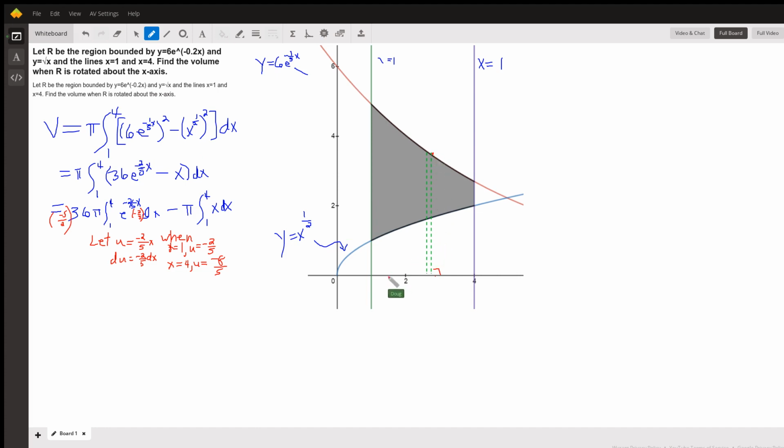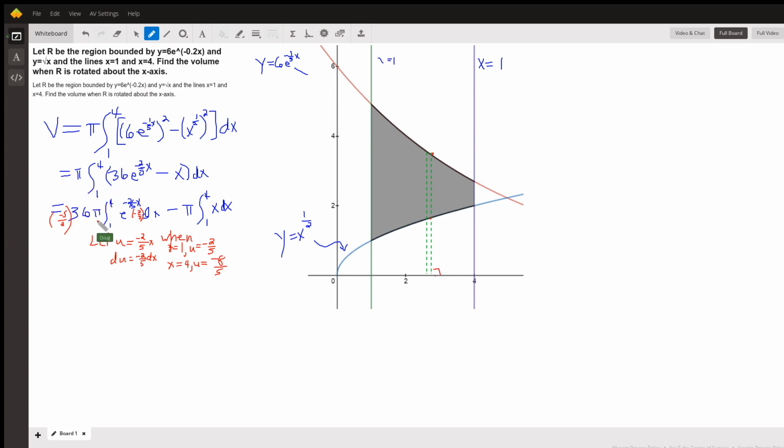for every x coordinate between 1 and 4, that height is what I get when I put x in right here. So the outer radius squared minus the inner radius would be this distance right here from 0 to the graph of x to the 1/2. So there's the inner radius squared. When I simplify these two terms that are being squared, I get 36e to the minus 2/5 x minus x dx. And I separated these into two separate integrals, moving this constant out front.